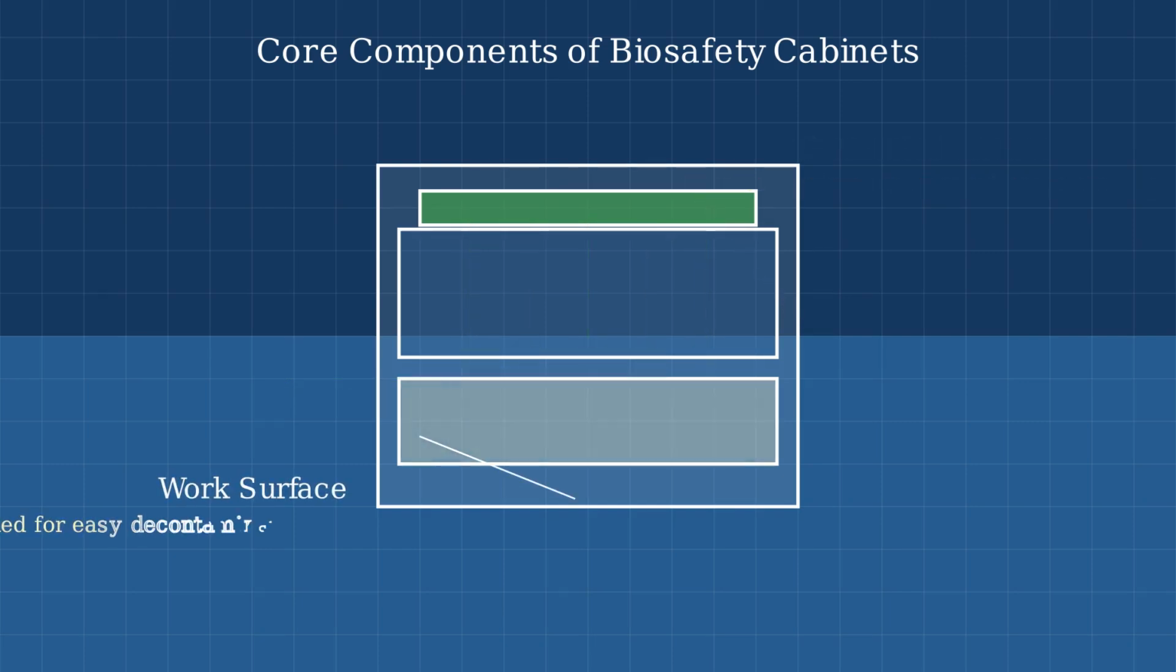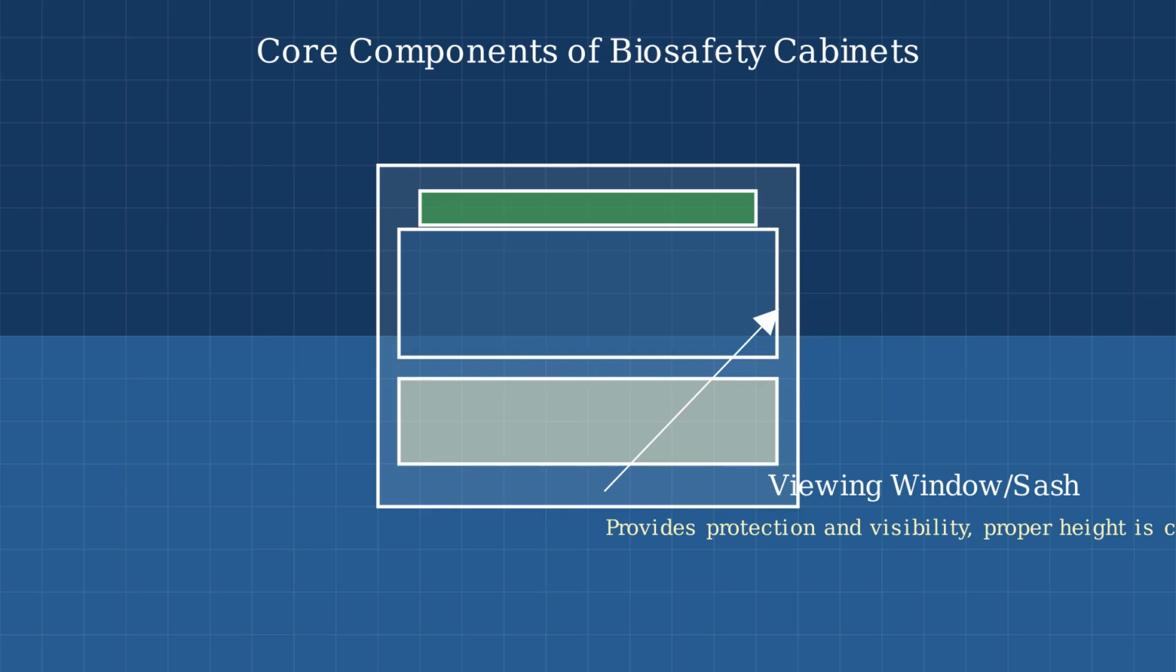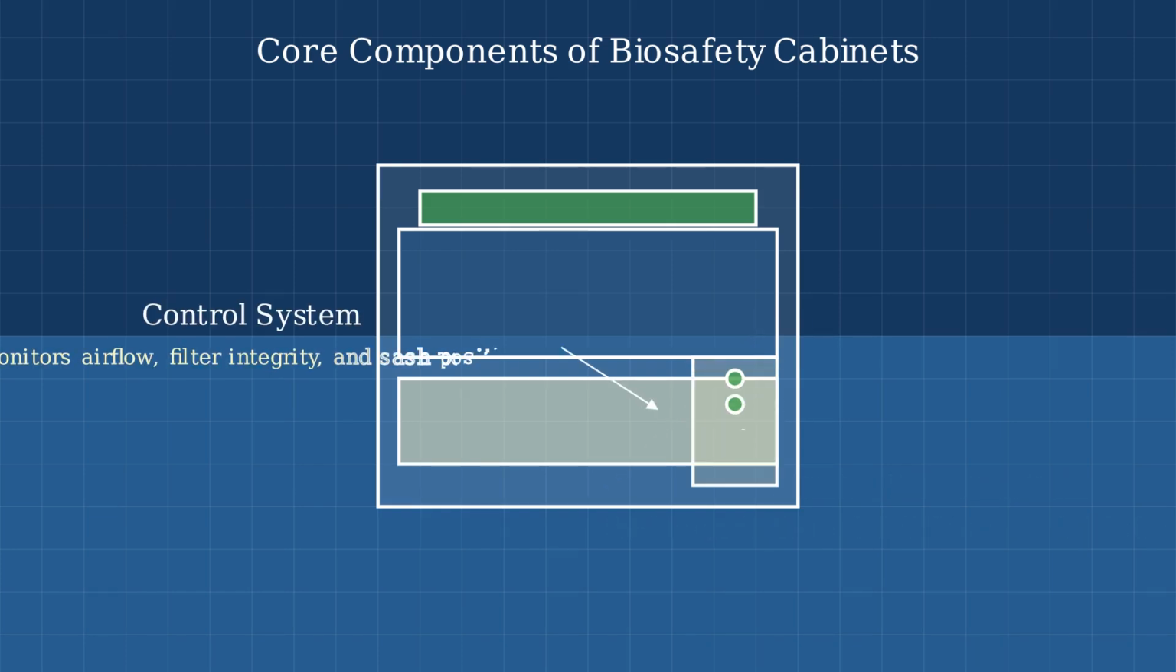The work surface is typically made of stainless steel to withstand harsh disinfectants and is designed for easy cleaning and decontamination. The viewing window or sash provides physical protection while allowing visibility. Maintaining the proper sash height is critical for correct airflow patterns. The control system monitors critical parameters like airflow velocity, filter integrity, and sash position, alerting users to potentially unsafe conditions.